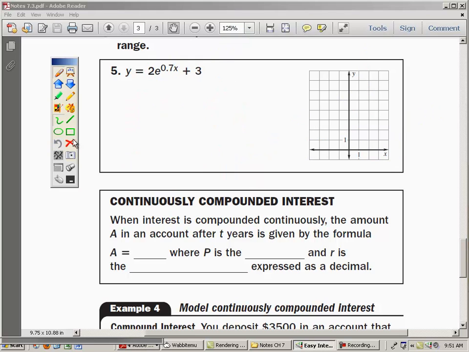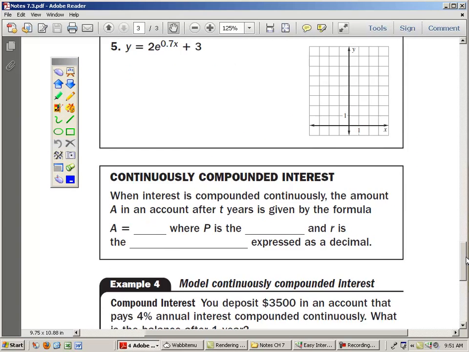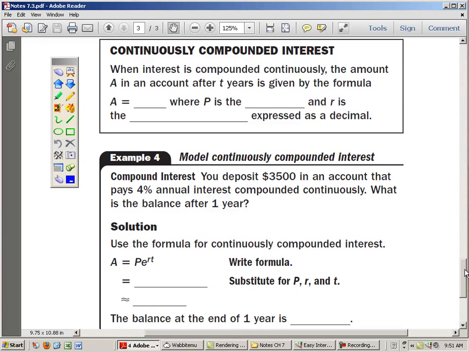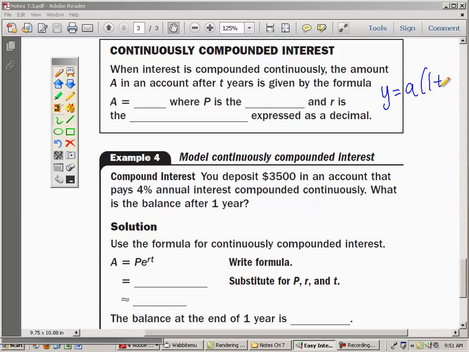All right. The last piece of new information for this lesson is this idea of compound interest. We talked about compound interest before, back in section 7.1. We said this is y equals a times 1 plus r over n to the nt power. Now, as the number of compounds goes to infinity, you know, we can compound 365 times a year. That would be daily. We can continue to increase this value of n.